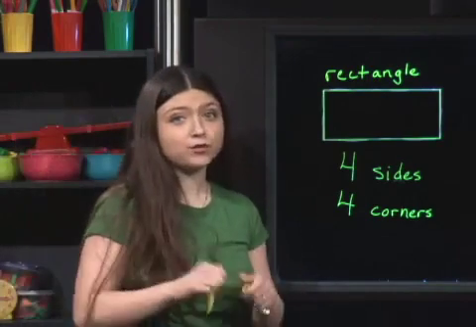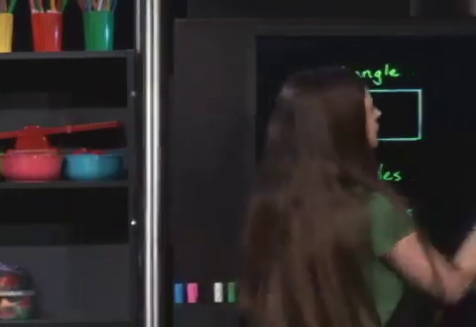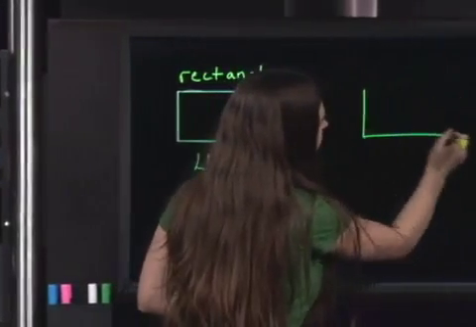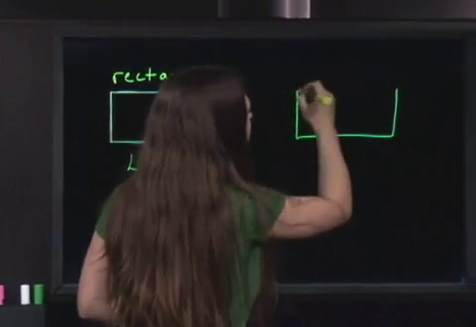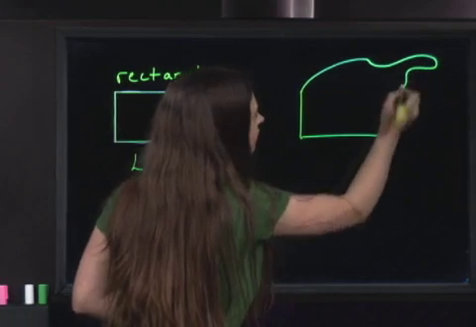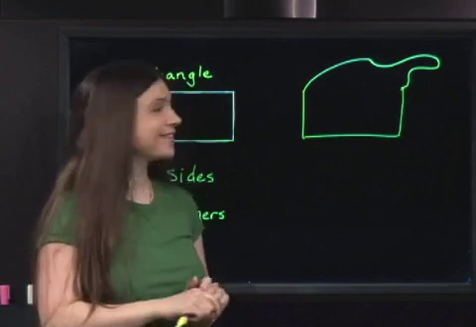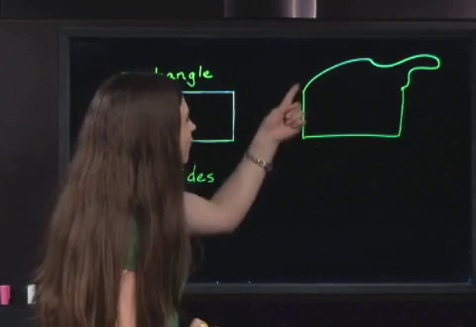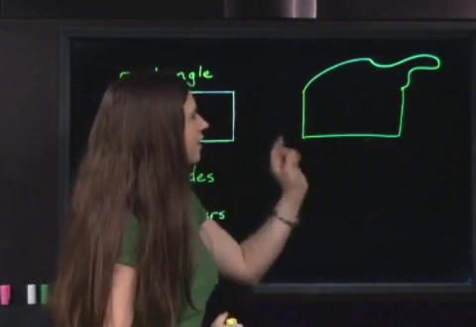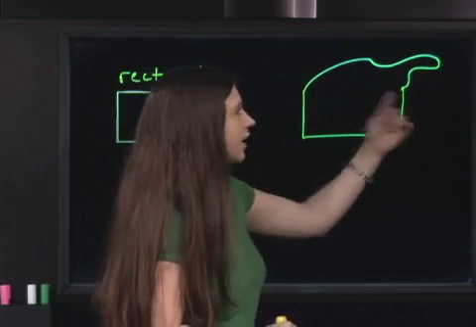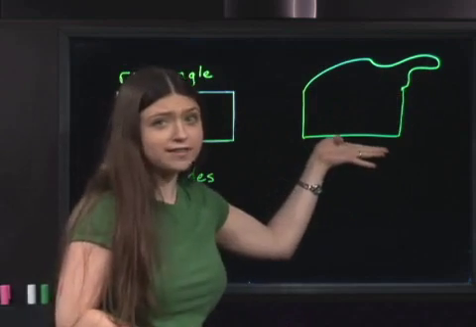Now, what if I drew a rectangle like this? Is that a rectangle? No. Rectangles have 4 straight sides. This side is not straight, so this is not a rectangle.